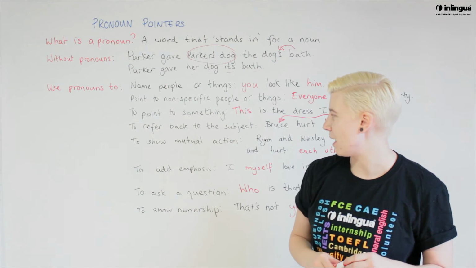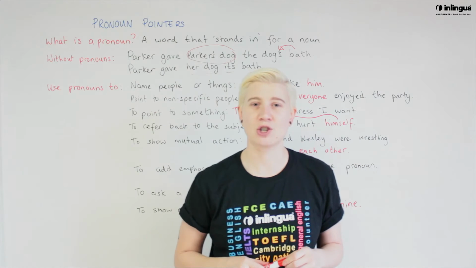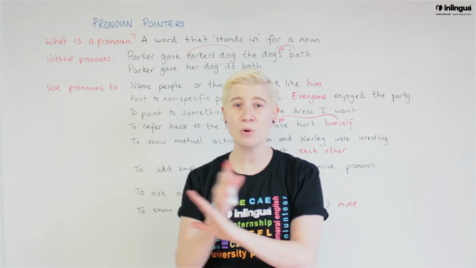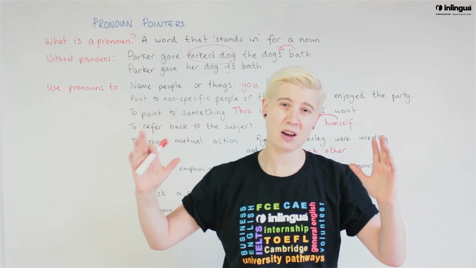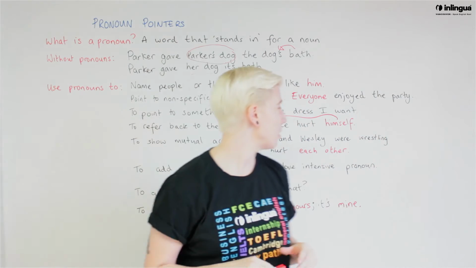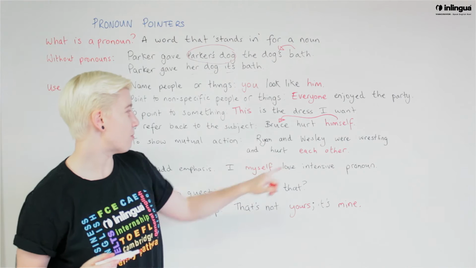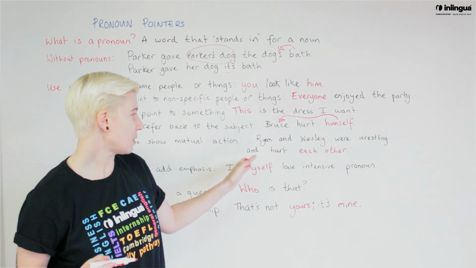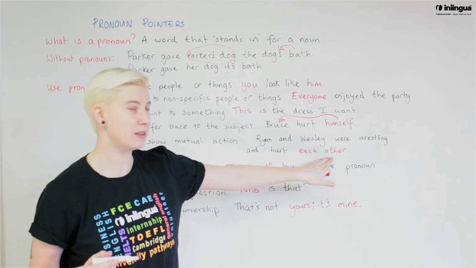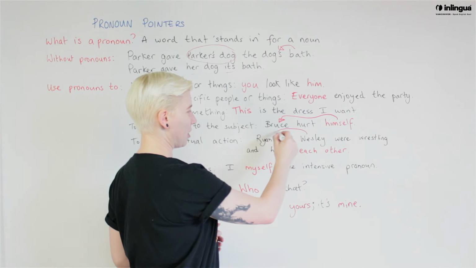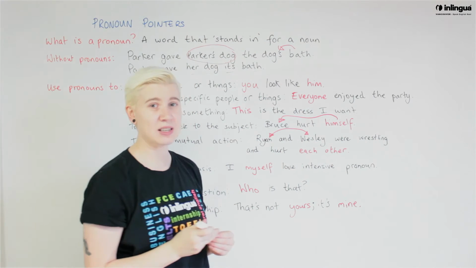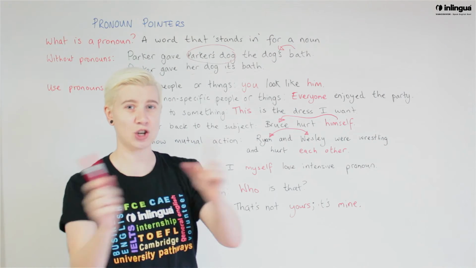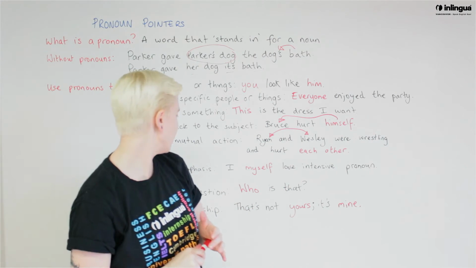We also use pronouns to show mutual action. Mutual means both people involved. Okay? Mutual affection, he likes her, she likes him. Mutual. Both ways. Ryan and Wesley were wrestling and hurt each other. So in this case, we're using each other to mean that Ryan hurt Wesley and Wesley hurt Ryan. They hurt each other. Mutual.